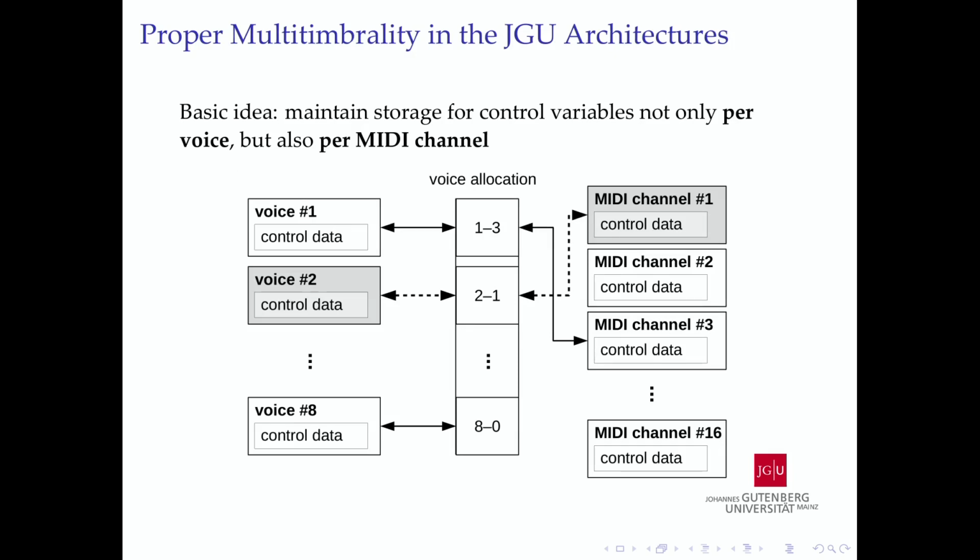We need two separate levels. You're doing your voice allocation as usual, so you have to have some assignment anyway. But in the voice allocation, you also record the MIDI channel, and you have separate chunks of control data for each MIDI channel. So what happens now when a control change comes in, let's say there's a control change on MIDI channel 1, which is currently assigned, well, voice 2 is running on MIDI channel 1.